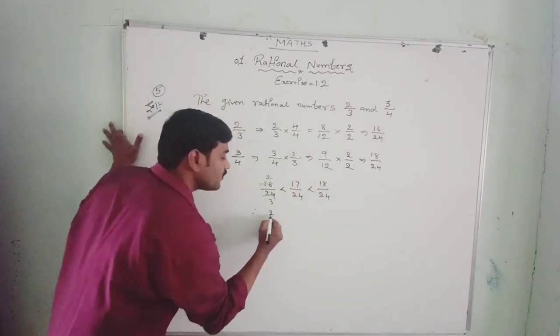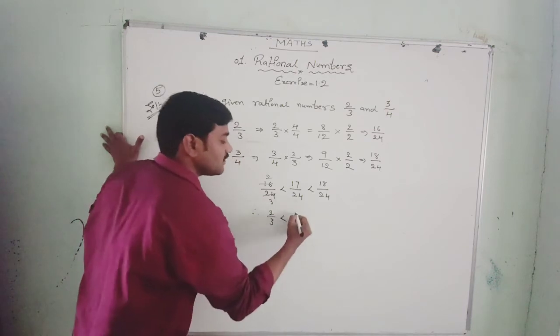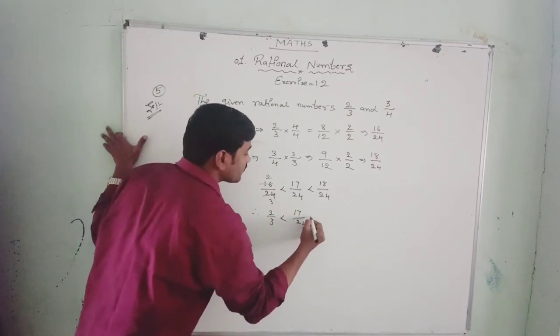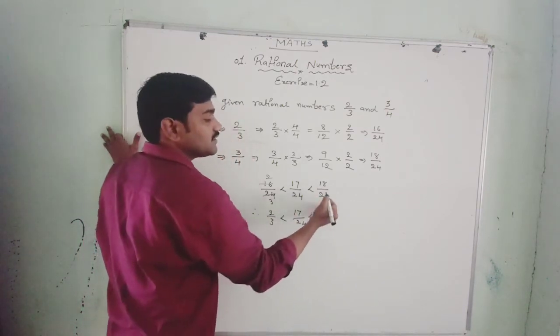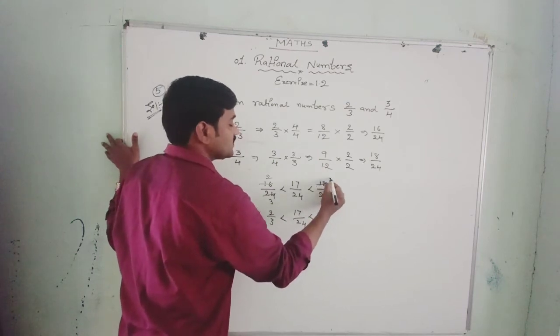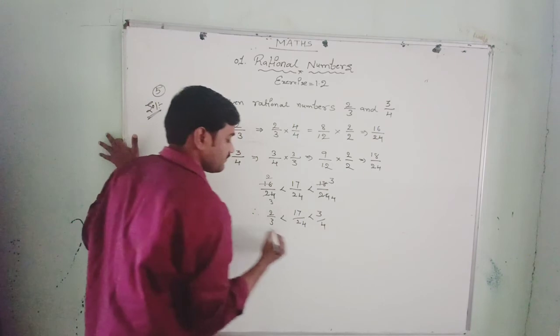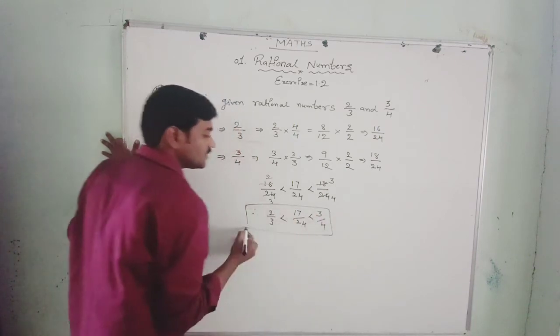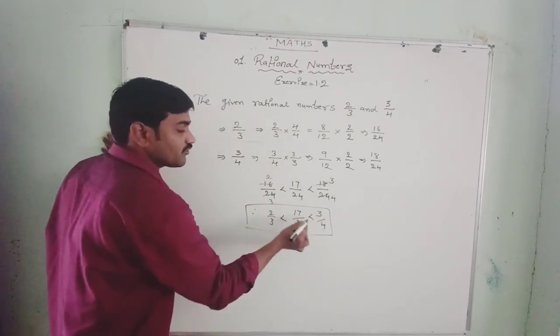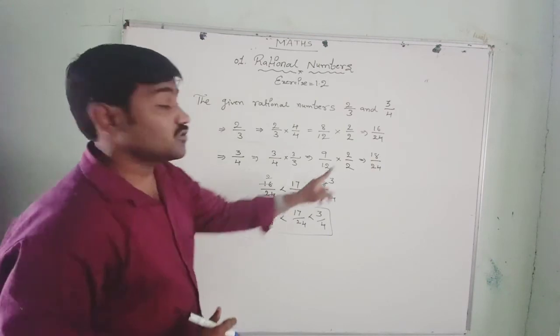What's in there? 2 by 3 is less than 17 by 24, which is less than... you cancel this in the 6 table: 6 3s are 18, 6 4s are 24, that is 3 by 4. Sure. What is between 2 by 3 and 3 by 4? We got one rational number, only by multiplying by 2 by 2.